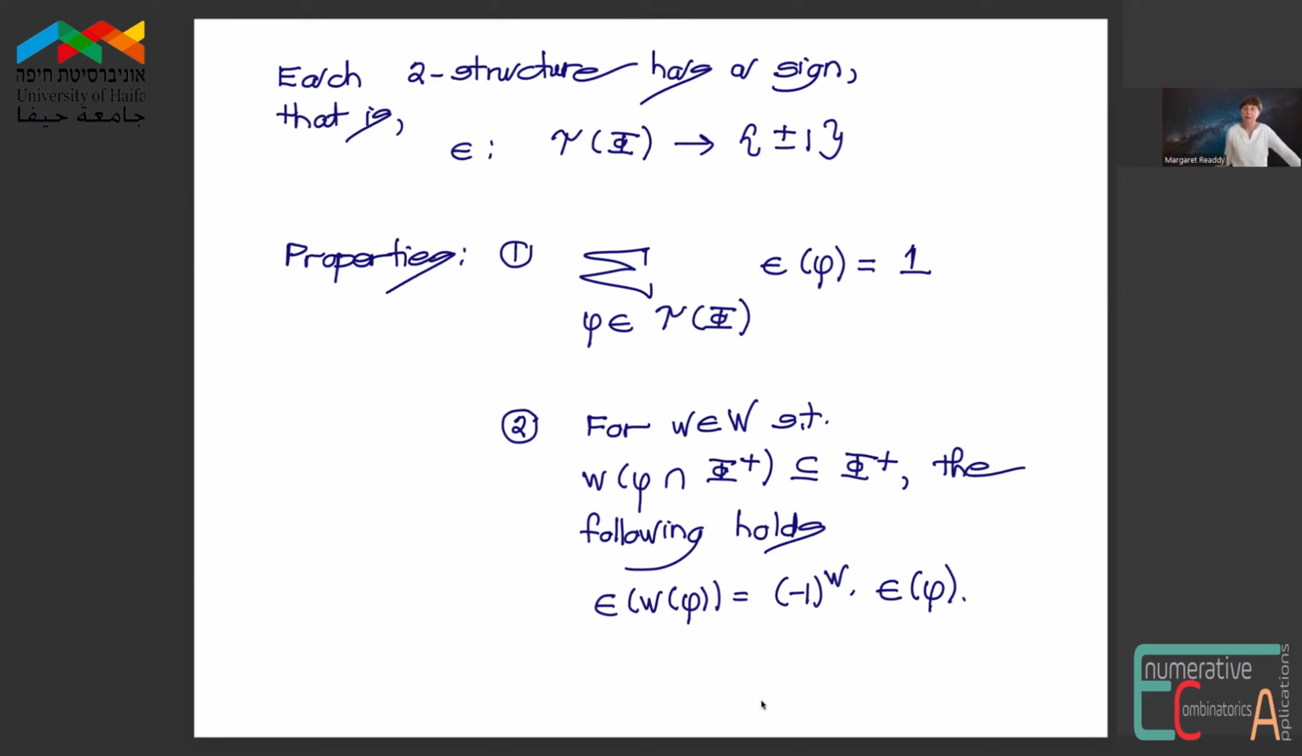Also, we have a very natural way: each 2-structure has a sign. And there are some very nice properties. For example, if you look at all the 2-structures in your set, T of phi, and you add up the signs, you get 1. And also, if you're in the case where W sends phi intersect the positive roots into phi plus, then the sign is well behaved.